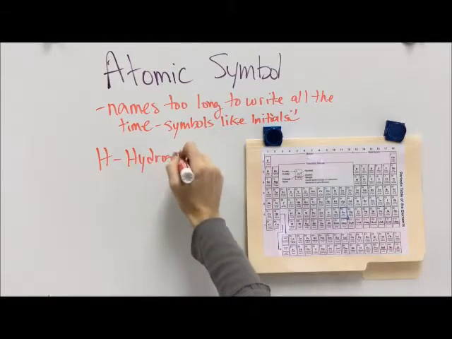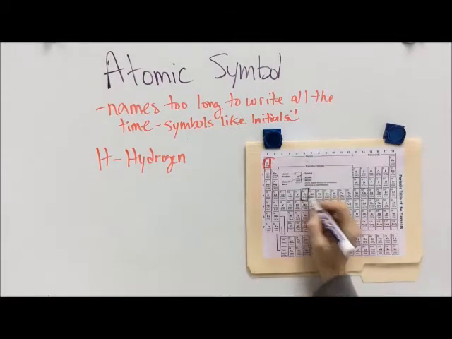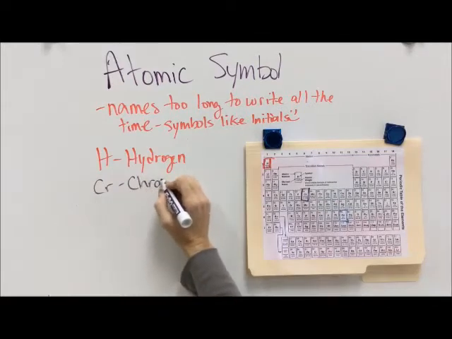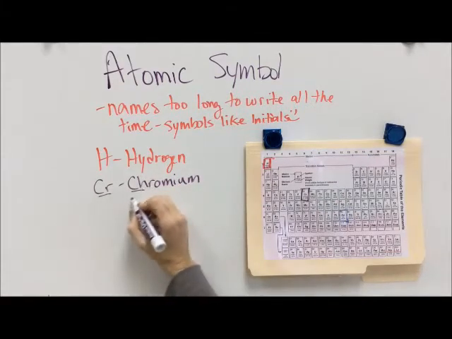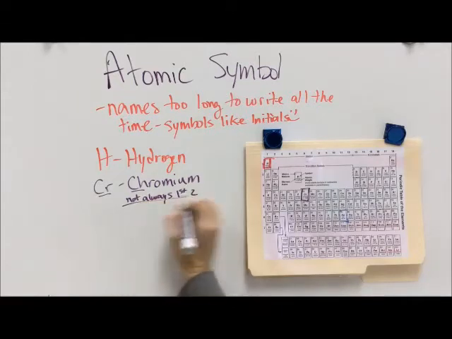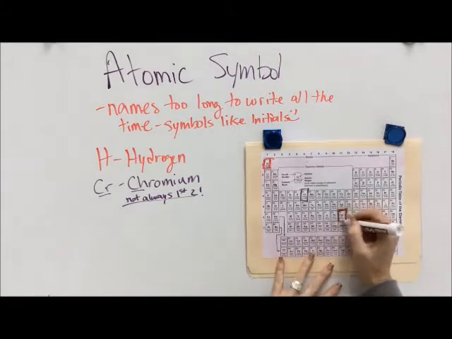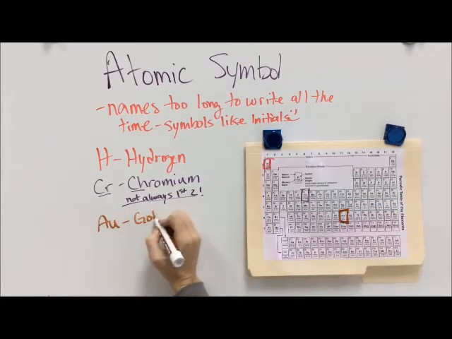Now, sometimes they're just going to have one letter, like H for hydrogen. That one's easy. That's okay, but it's got to be a capital. Sometimes they're going to have a capital and a lowercase. It has to be capital, lowercase, not 2 capitals. But the capital and lowercase, it's not always in the same order. So chromium, C-H-R-O-M-I-U-M, is Cr.